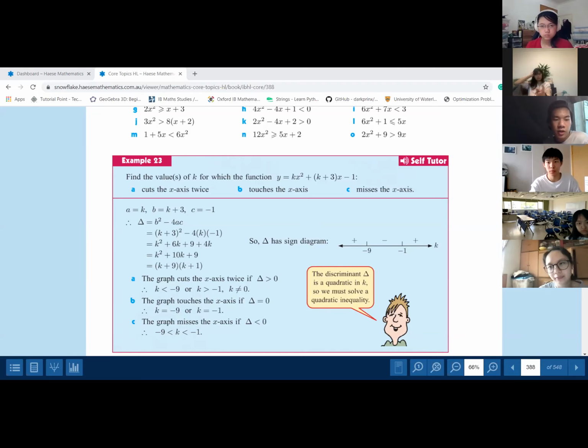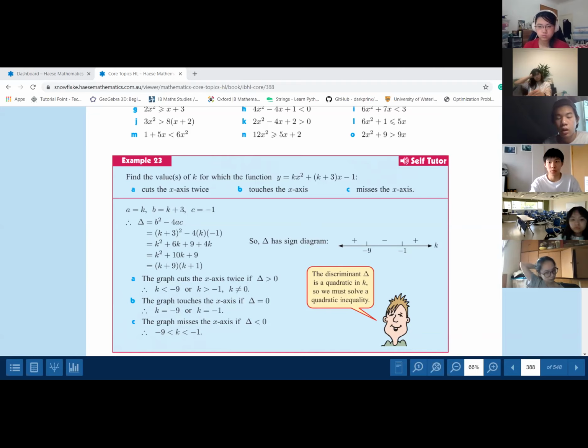Okay, we want to know when the graph misses, right? You want to find the values of k. It may not be a value, it could be a range. In this case we got exact values of k, but here we got a range of values of k. So find the range of values of k for which this misses the x-axis.